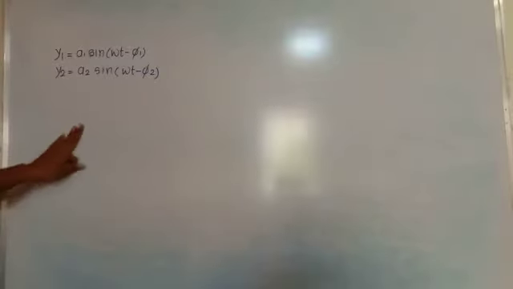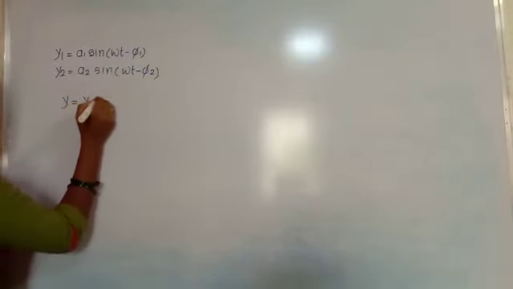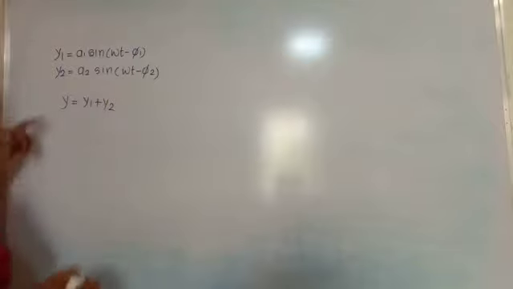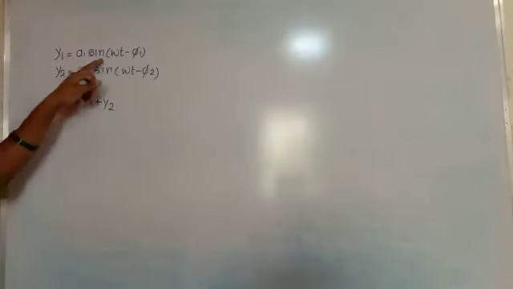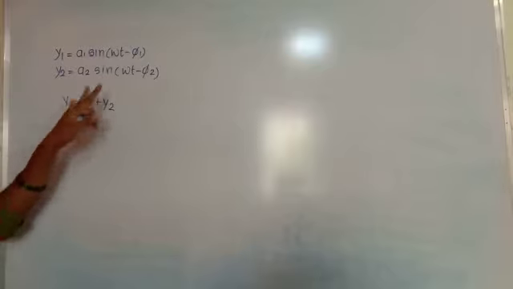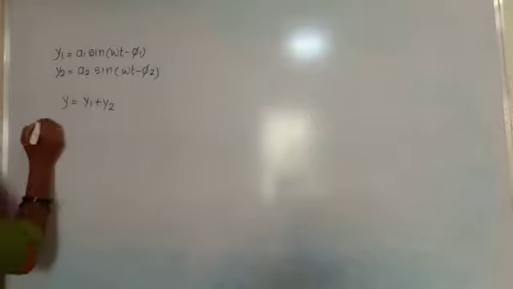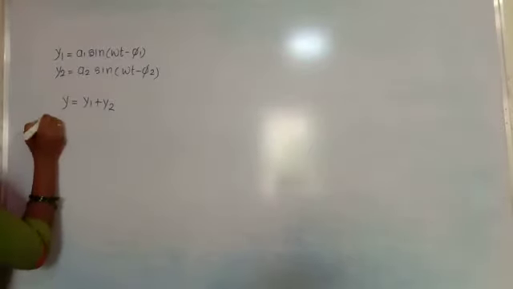By using the principle of superposition of light waves, we have calculated the resultant wave, that is y equals y1 plus y2. After putting these two values, a1 sine (omega t minus phi 1) plus a2 sine (omega t minus phi 2), we have done all the calculation, and after that we calculated the value of A square, that means the square of the amplitude.